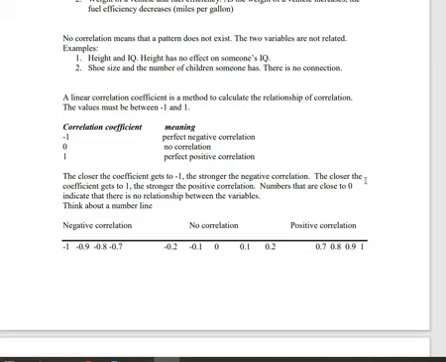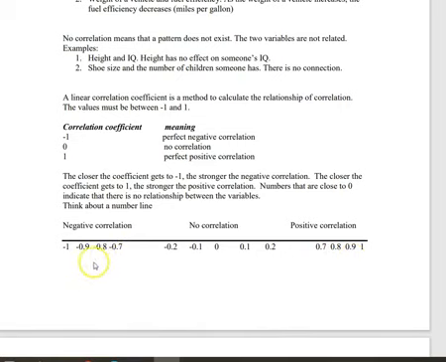Numbers that are close to 0 indicate there's no relationship. Think about a number line. If you're at 0, there's no correlation. Things like 0.1, -0.1, 0.2, or -0.2 are probably no relationship. But as we get closer to 0.7, 0.8, 0.9, we're getting a much stronger correlation.